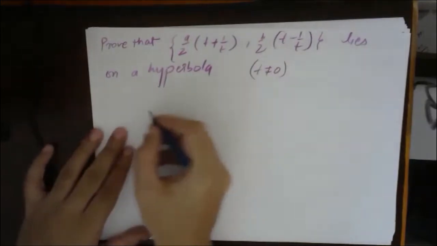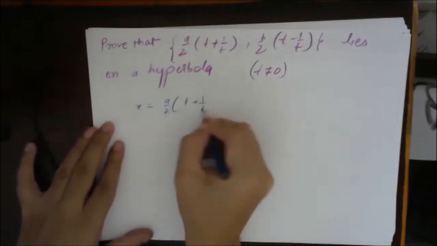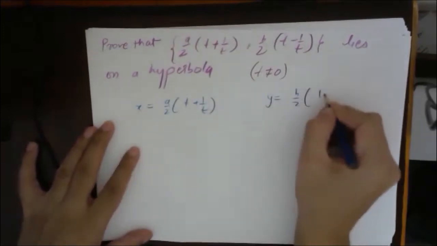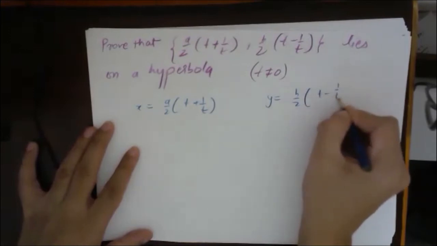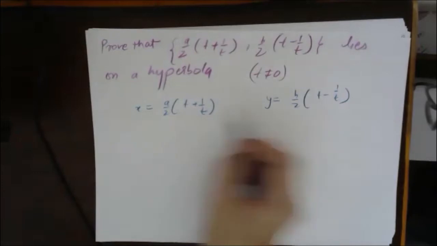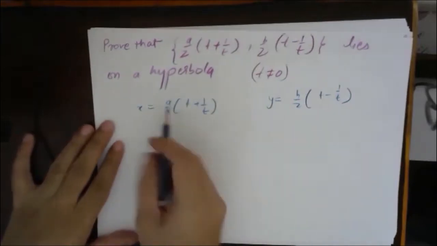Okay. So what we can do is take x equal to a by 2 into t plus 1 by t, and y equal to b by 2 into t minus 1 by t. This is x and this is y. So we have to eliminate this t. If I write this only in terms of t, this will become 2x by a is equal to t plus 1 by t.